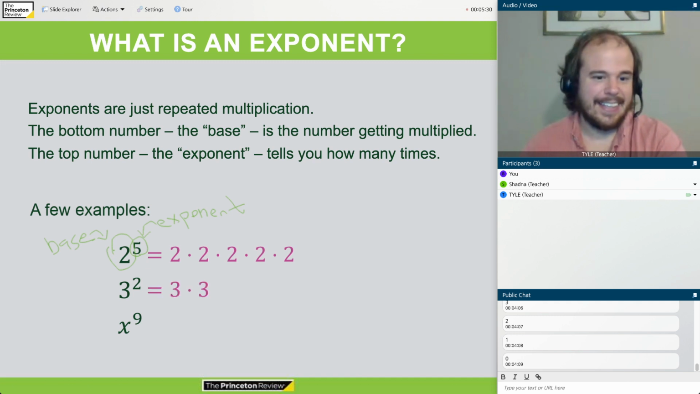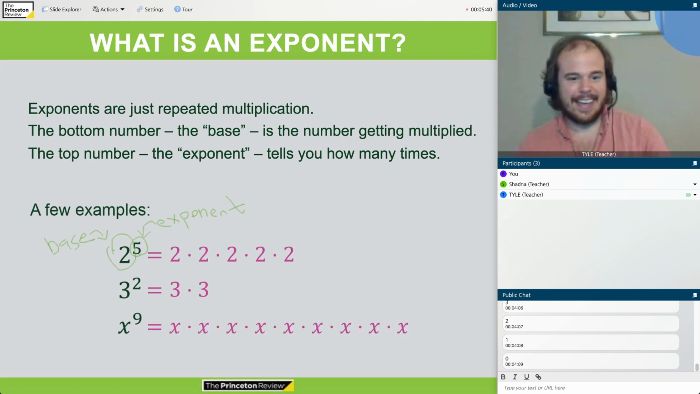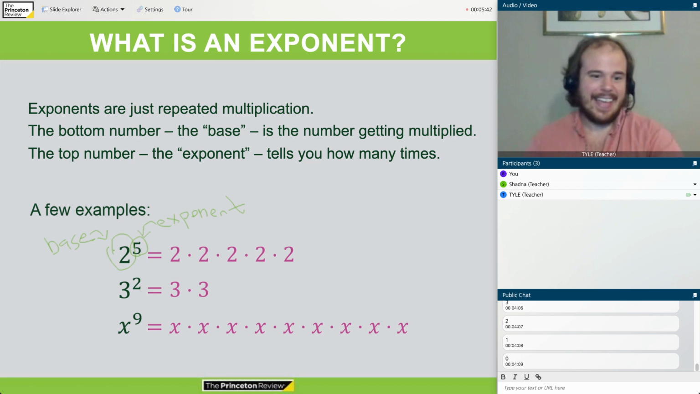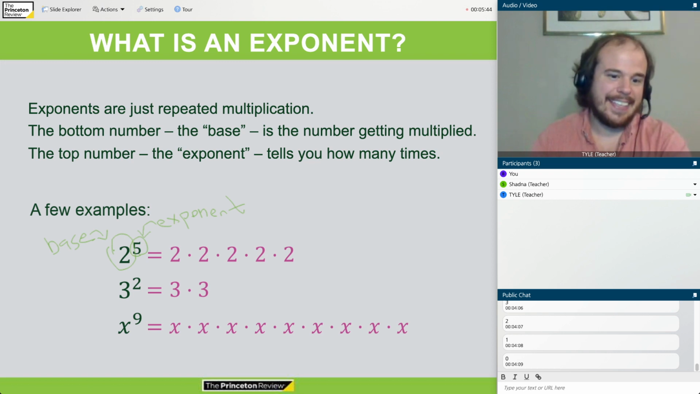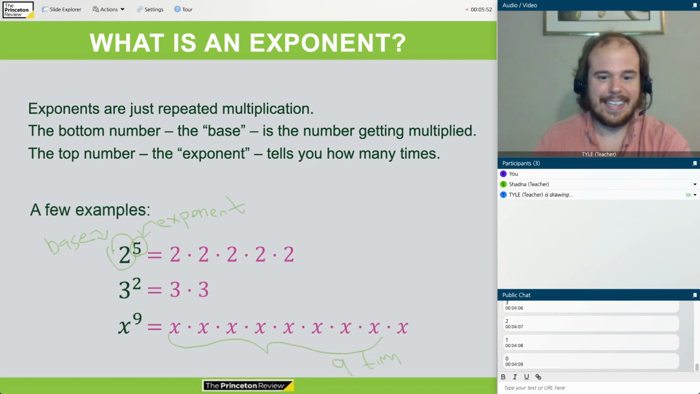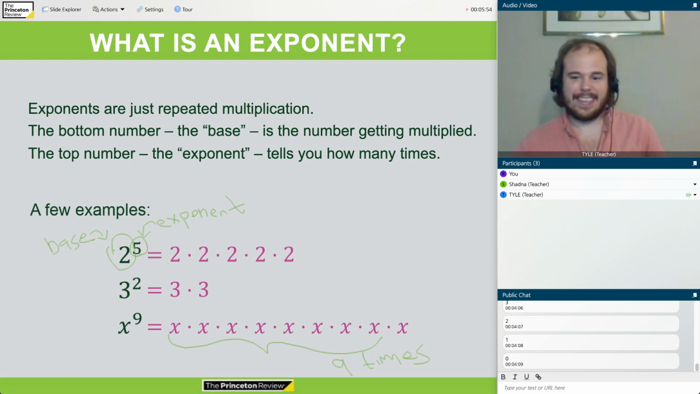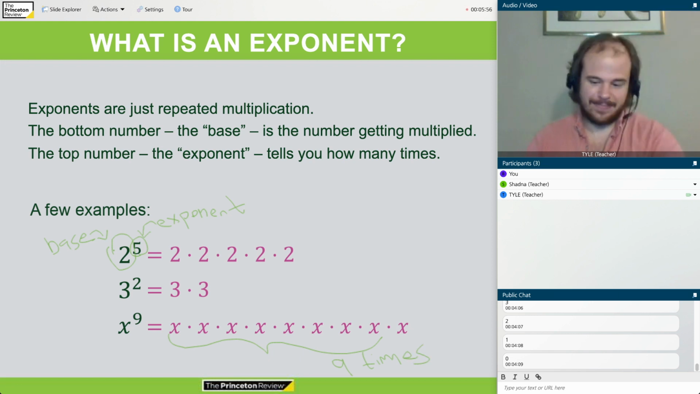The next example is 3 squared. 3 is the base, or number getting multiplied. It's getting multiplied together twice, so 3 times 3. And finally, x to the 9th. X, again, is the base, 9 is the exponent, and so it gets multiplied together 9 times. All right, so that's what exponents are.